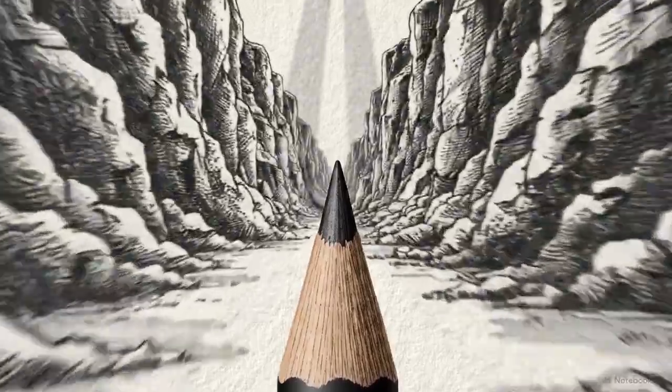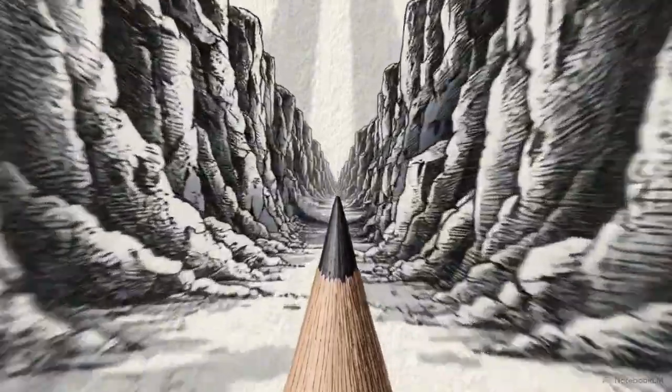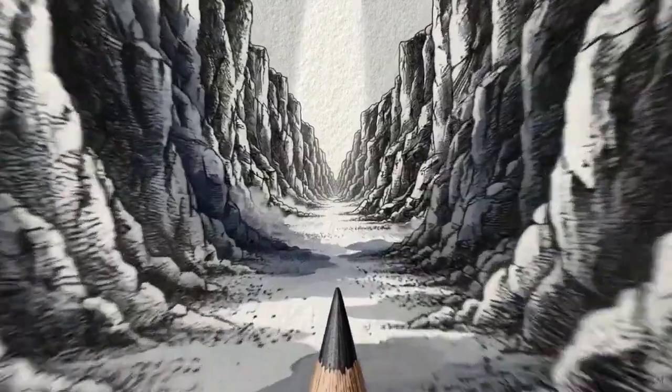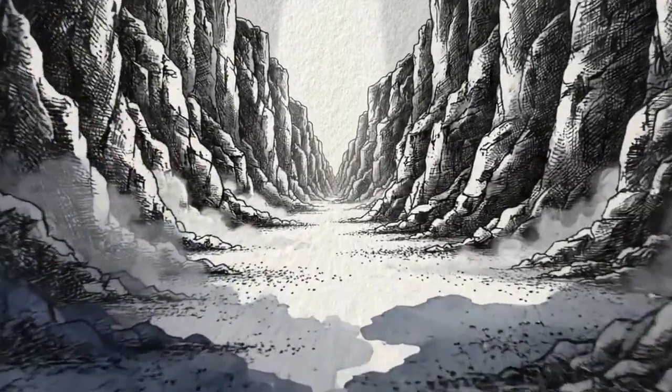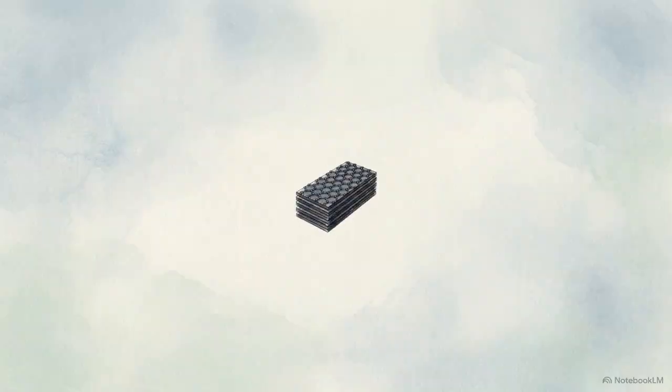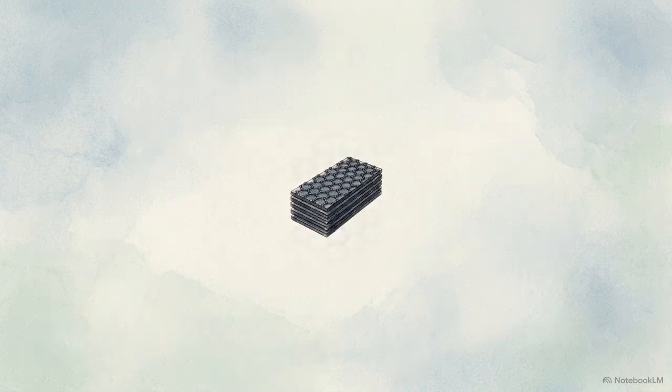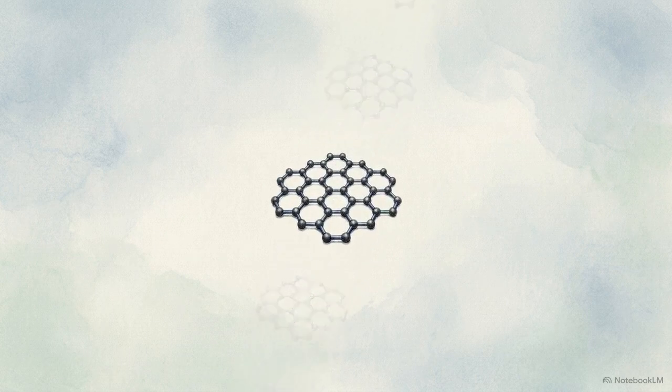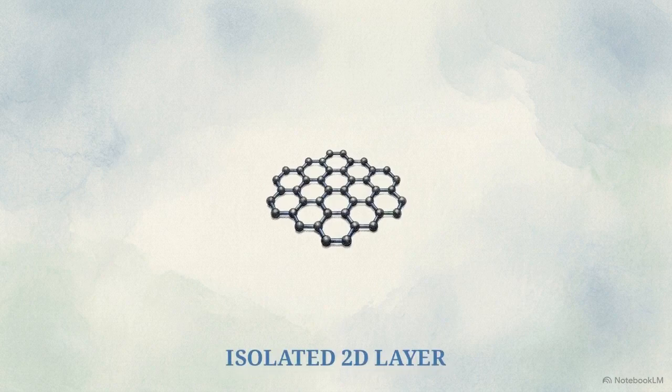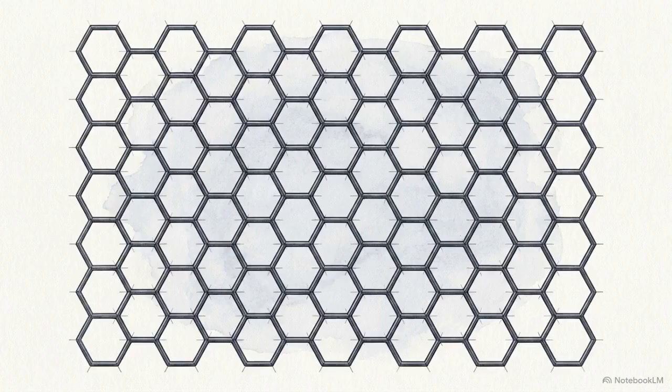When you look at a piece of graphite, you are looking at a macroscopic illusion. The bulk material we use in pencils or industrial lubricants is actually a stacked deck of highly structured, separate atomic grids. If you peel away all the surrounding bulk and isolate just one of those layers, you are left with graphene, a true two-dimensional crystalline allotrope of carbon.